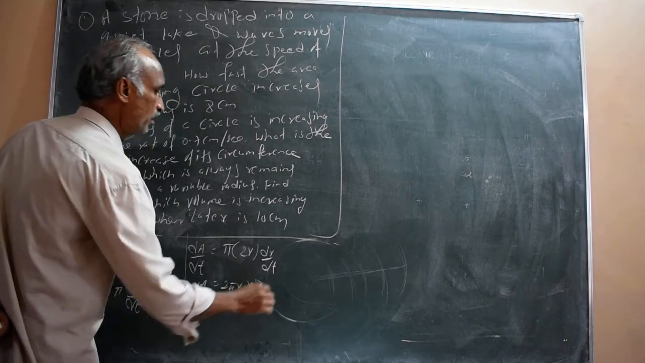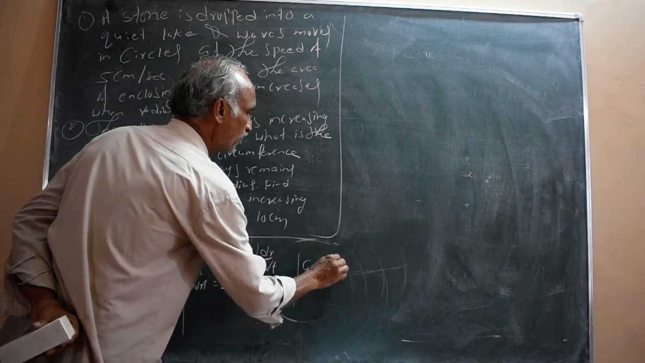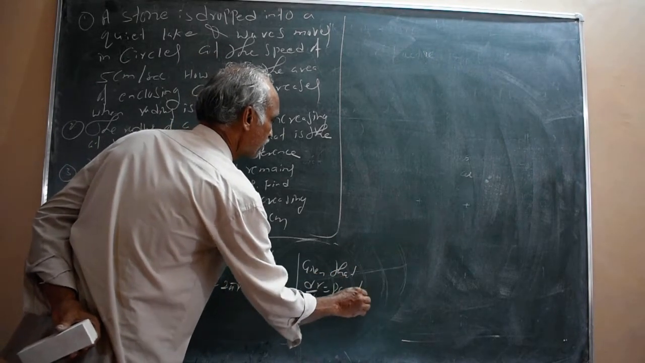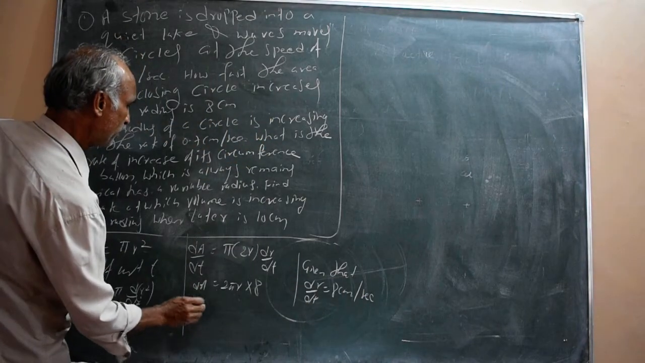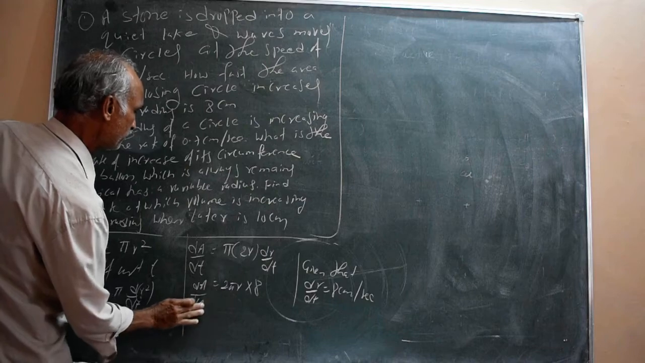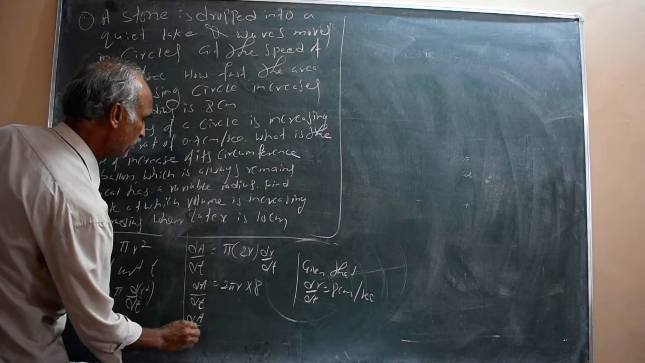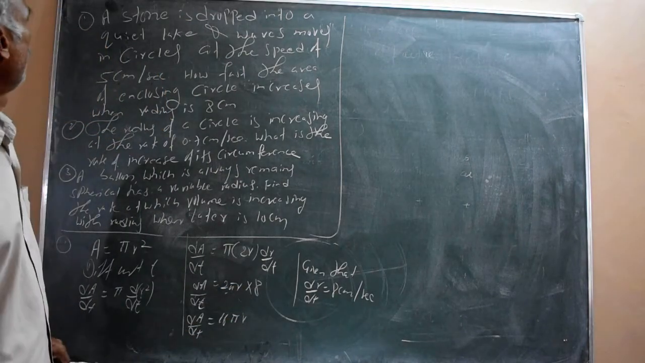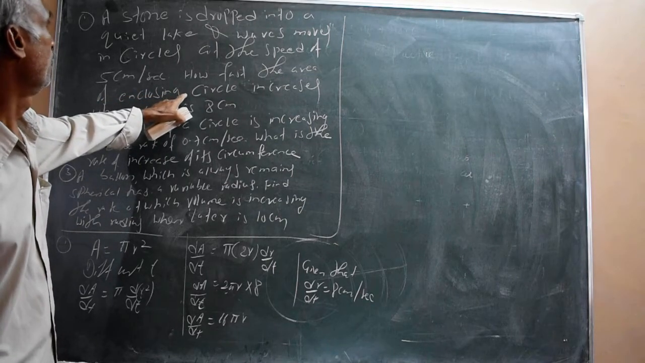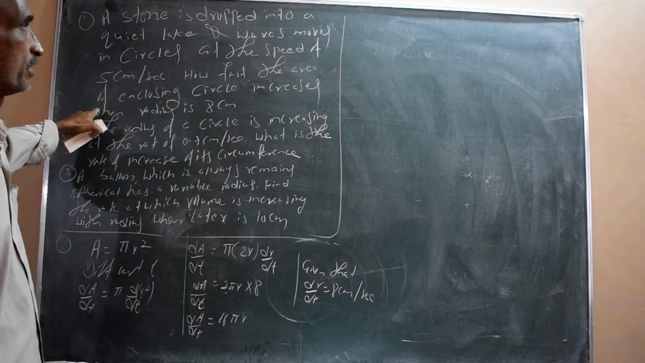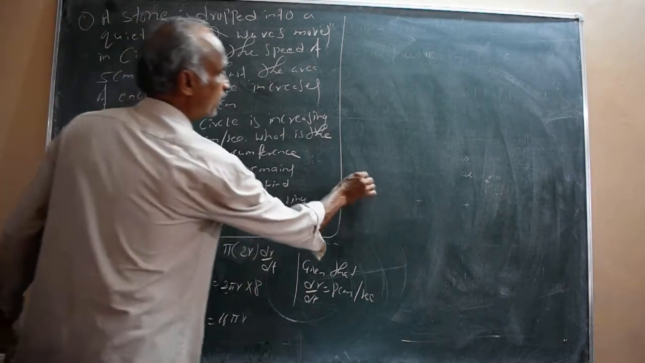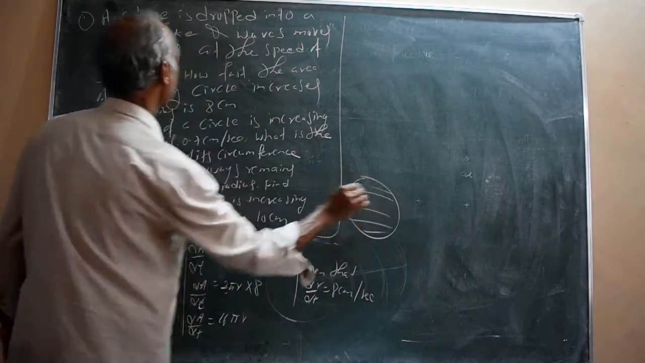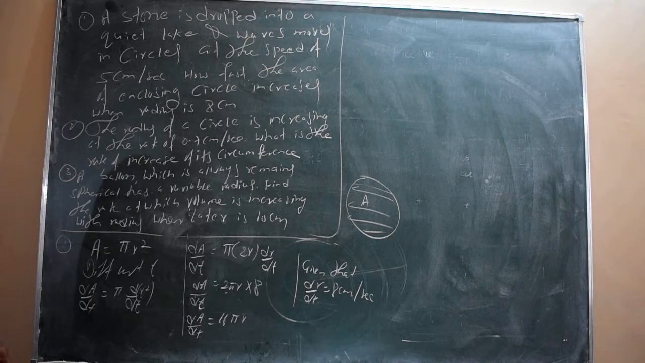dr by dt is given. Now it is 16 pi, so dA by dt is equal to 16 pi r. Now substitute r. How fast does the area of the enclosing circle increase? Enclosing means this is the circle, and this is the enclosed area. That is the area, increasing when the radius is 8 centimeter.